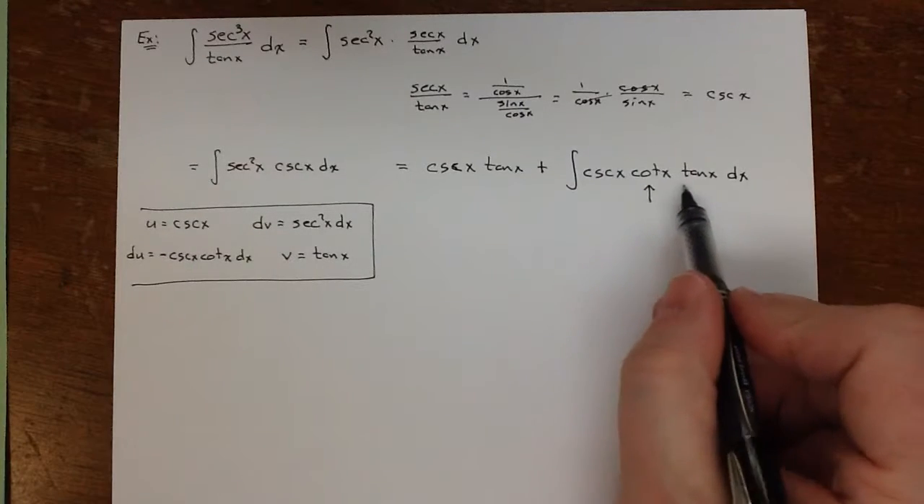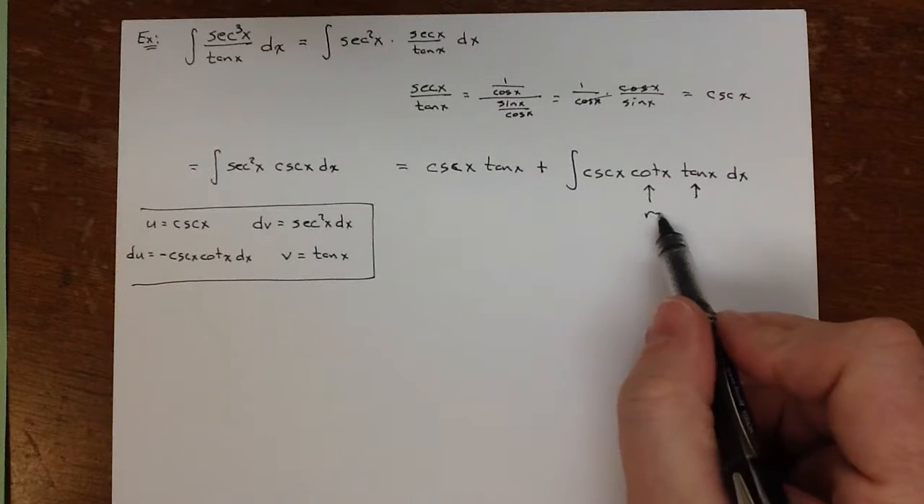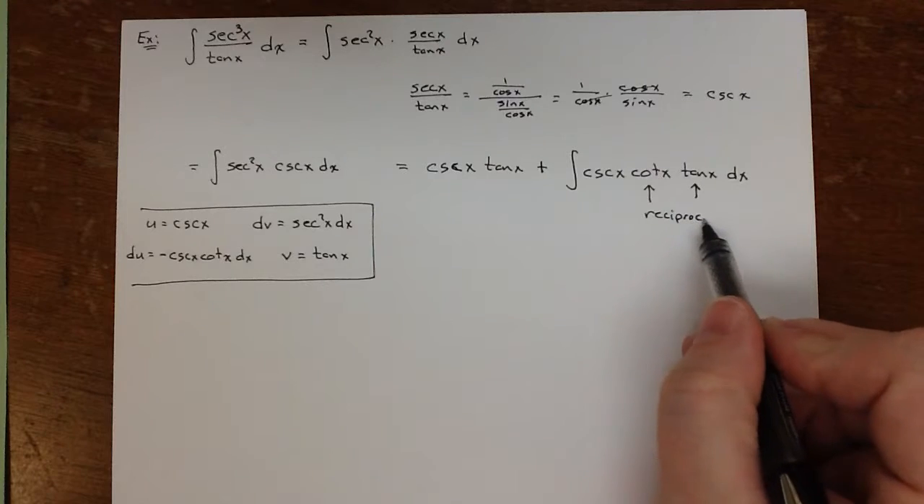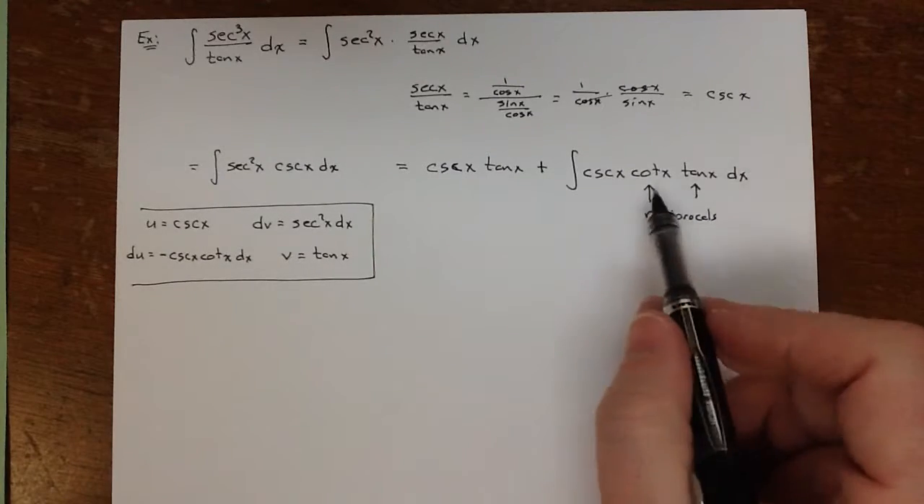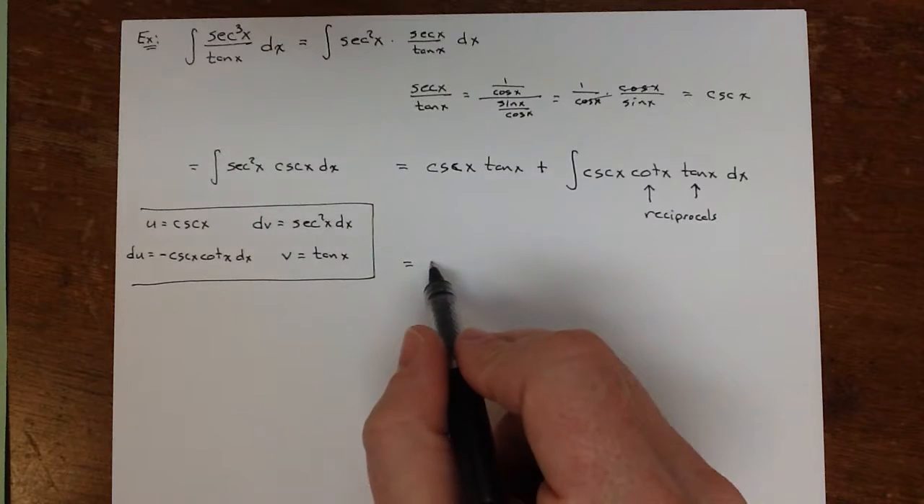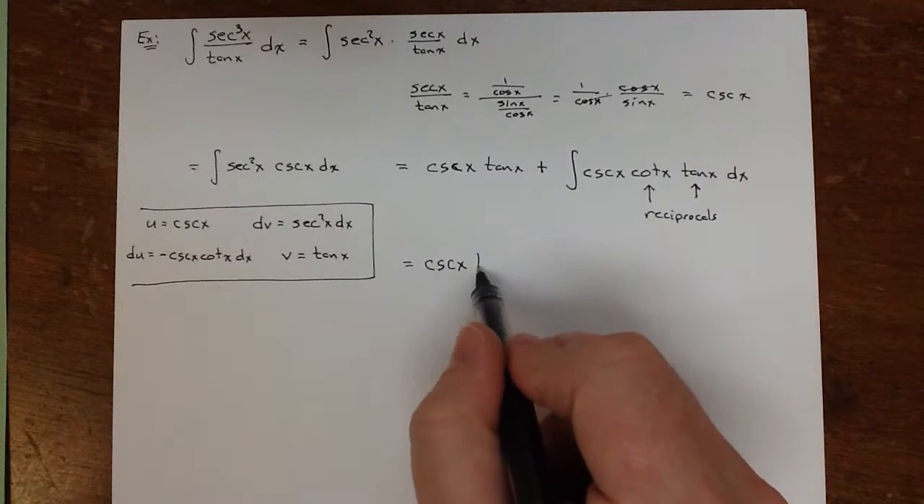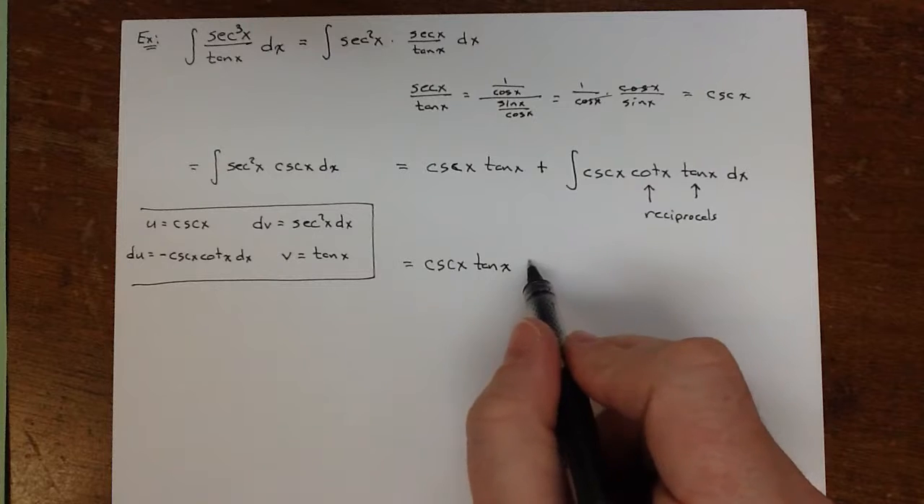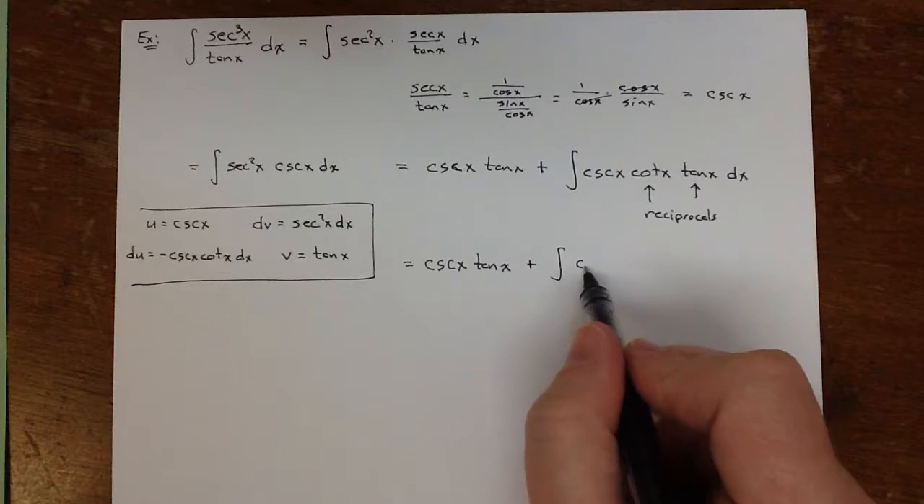Now, cotan x and tan x are reciprocals of each other, so they just cancel out. Cotan x times tan x is 1. So what I get here is cosecant x tan x plus the integral of cosecant x.